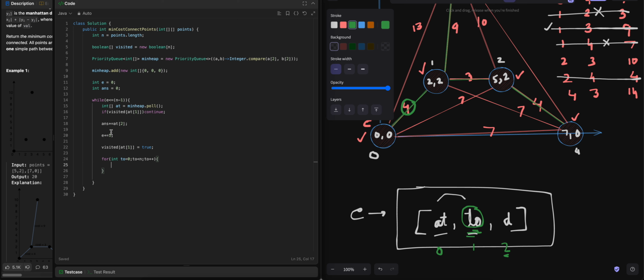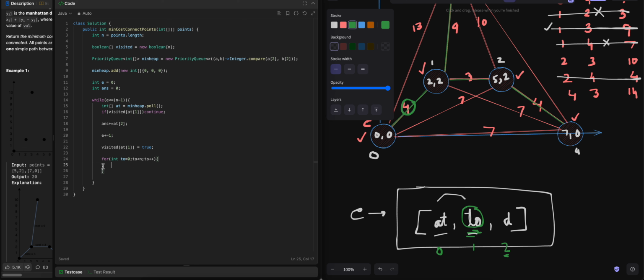So that's why for all the vertex that we have here, 0 to n, we are checking from current vertex to all other possible vertex whether there is a possible edge or not, and that edge is going to contribute to the answer, right? So I hope this part is clear.